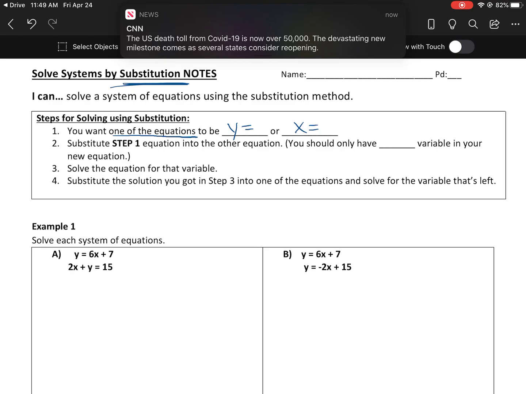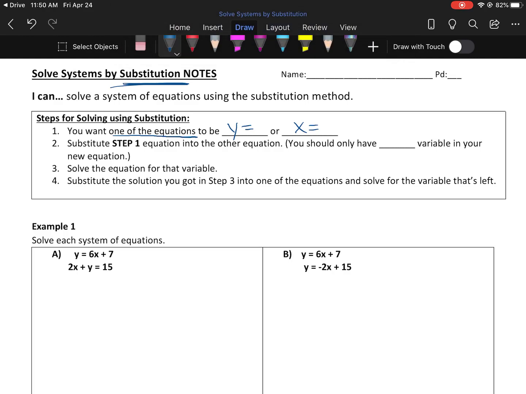Once we see that we have an x equals or a y equals, we're going to substitute, replace that equation into the other equation. Think about how on sports teams you substitute in players or a substitute teacher. Somebody comes in and takes the place of your normal teacher. That's what we're doing here with x or y. Once you substituted, you should only have one variable in the equation. This should make more sense as we go through the examples.